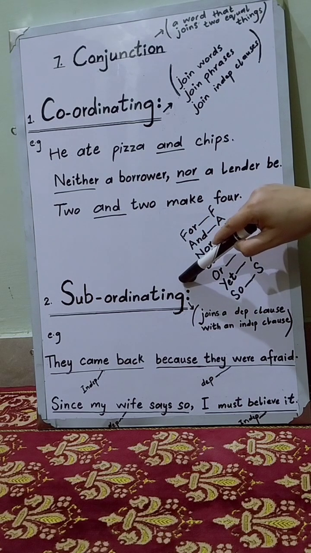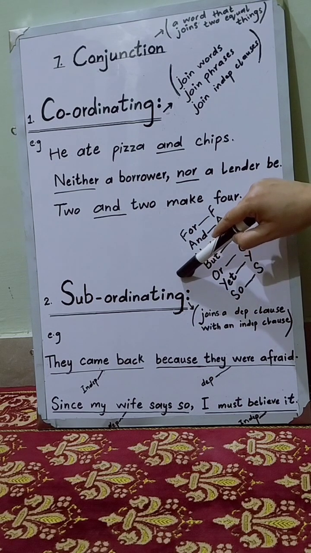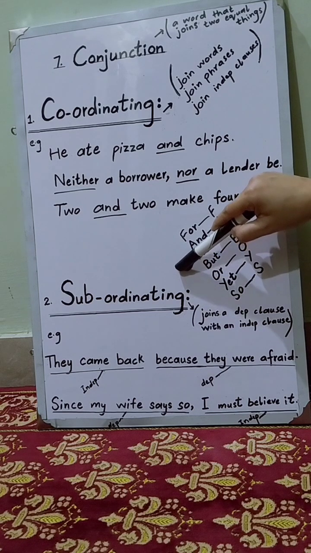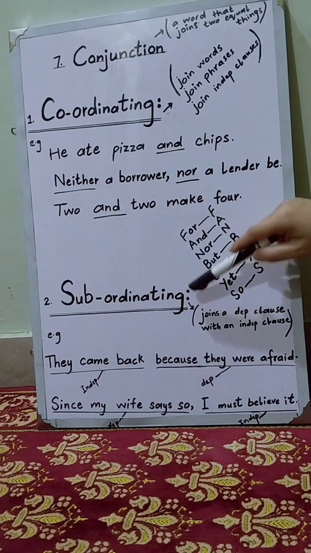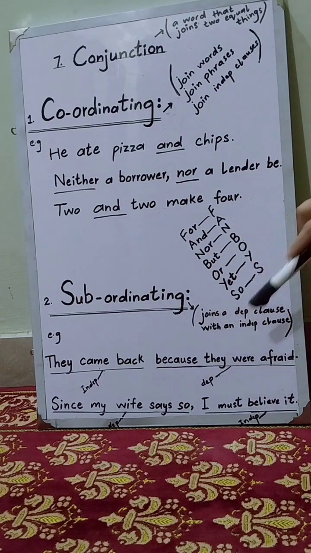Subordinating conjunction. The conjunction joining a subordinate or dependent sentence to an independent or principal sentence is called a subordinating conjunction. It means a subordinating conjunction joins a dependent clause with an independent clause. So what is a subordinate clause? A subordinate clause is a clause that doesn't make sense on its own as a sentence. It's a dependent clause. Essentially, a subordinate clause doesn't express a complete thought on its own. Therefore, it depends on an independent clause to make sense.